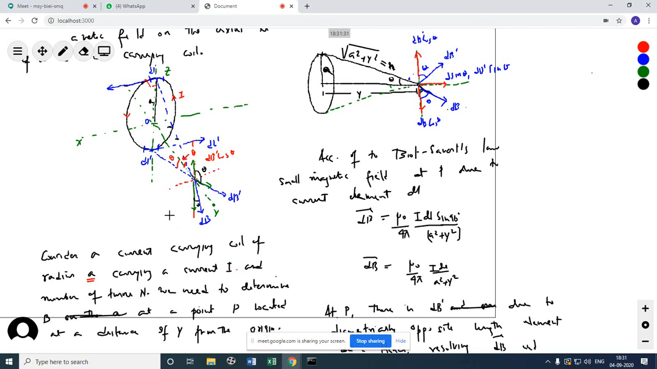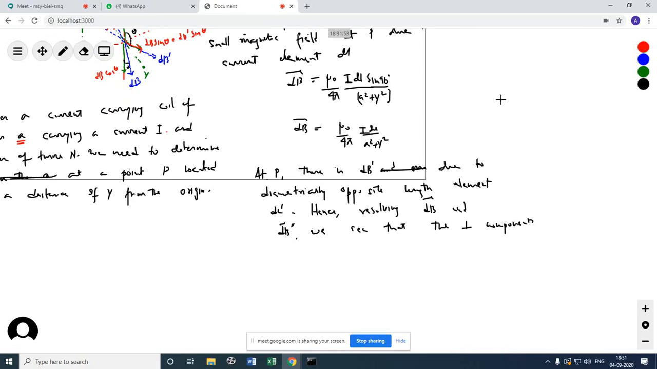You can see if this is theta, this is 90 minus theta. So again, if this one is theta, how much is this one? This one will be again theta. Again here this is theta. So that means this is dB cos theta, this is dB prime cos theta, and this is dB cos theta.